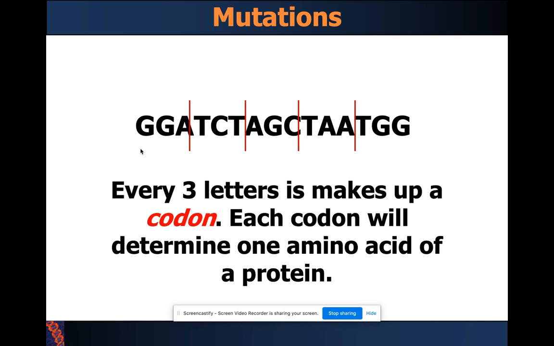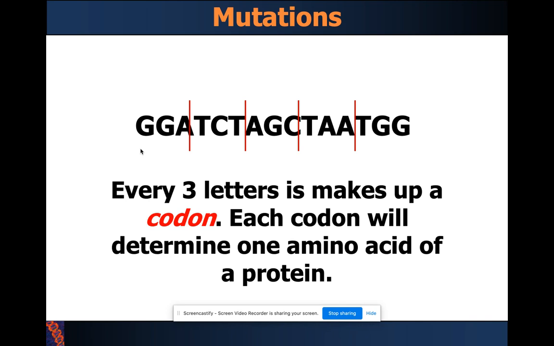This is a code, all right? It's like a sentence, and it's read every 3 letters. So you take this piece of DNA, this gene, so to speak, and you divide it up into sections of 3 letters, and every 3 letters is called a codon. Now, what's special about these three letters? Well, they determine what one amino acid of a protein will be. And I'll show you some examples in a second. So the first thing you need to know is that the DNA must be divided up into three-letter sections called codons.